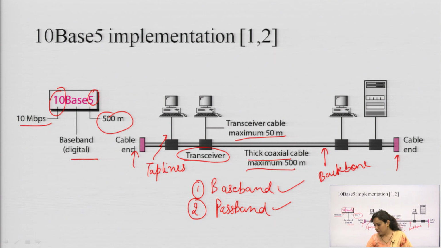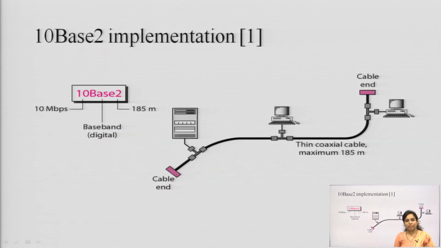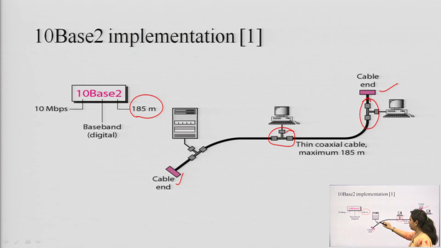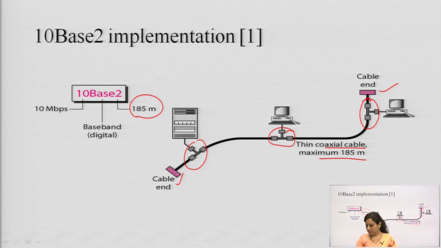Now, next is 10 base 2. This is the same as 10 base 5, but the basic difference is that the maximum length it can cover is 185 meters through this coaxial cable. So, this is the cable end, this is again the cable end, these are the devices, the computers that are connected, and these are the T point connectors used to connect them, and then this is the thin coaxial cable. Its maximum length is shown as 185 meters.